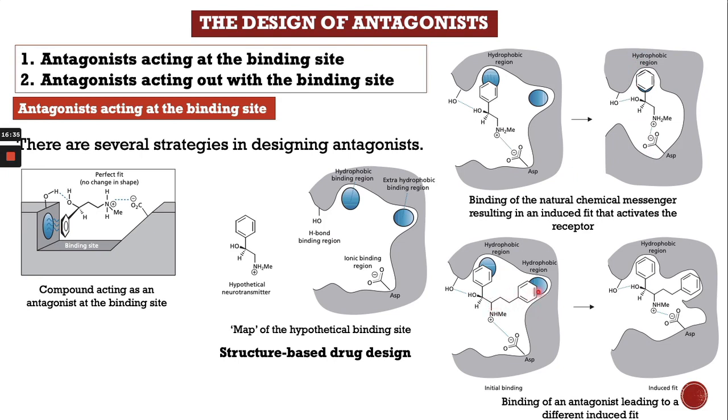But let's say a molecule is designed in a way that some of its functionality can bind with the extra hydrophobic region. That can help the binding of the antagonist, leading to a different induced effect. This one gives the active induced effect; this one gives the antagonist induced effect, because this molecule has the extra hydrophobic region which can bind strongly, and as much as the drug binds strongly with the receptor, it can act as an antagonist. This type of drug design is only possible by seeing what types of pockets the receptor has, and in such a way the drug can be designed.